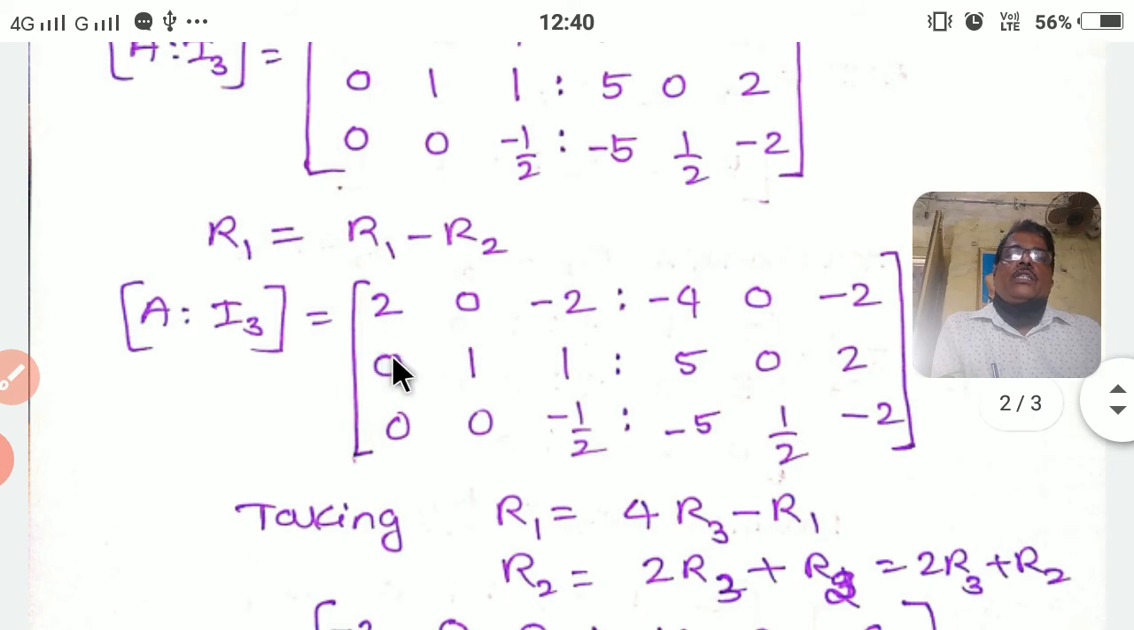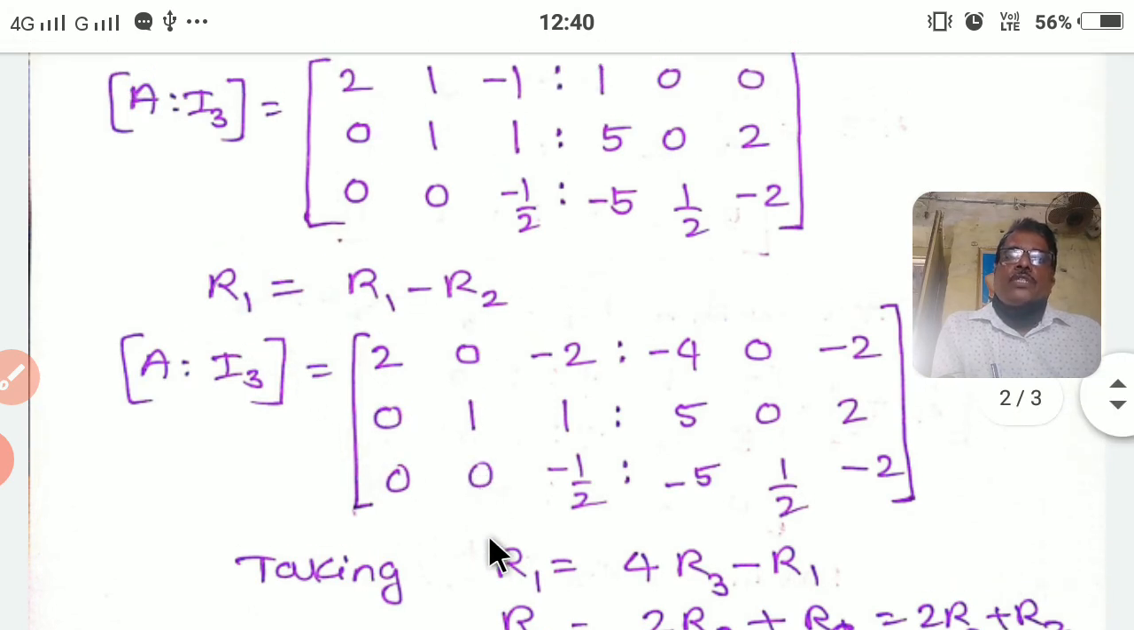Okay, so next we take the operation R1 is equal to R1 minus R2. Now R1 can be written as R1 minus R2, which means subtract R2 from R1. So 2 minus 0 is 2, 1 minus 1 is 0, minus 1 minus 1 is minus 2. Similarly, write the other elements as it is, 0 1 1, then 0 0 minus 1 by 2.